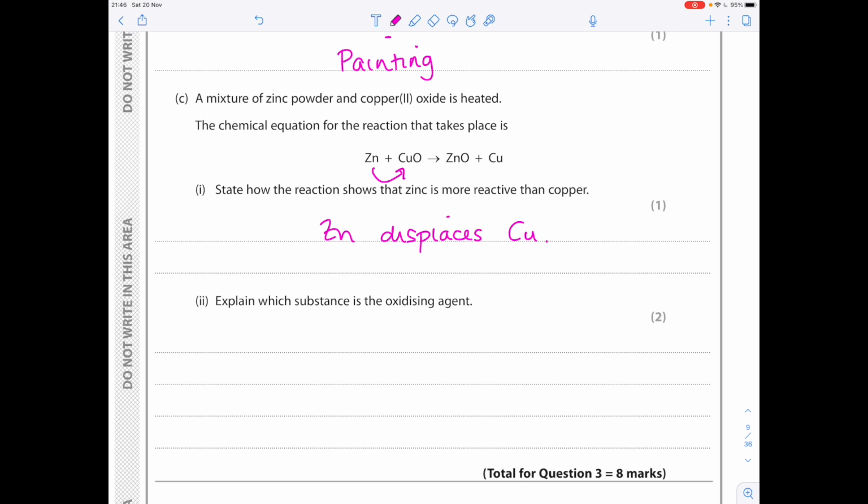Explain which substance is the oxidizing agent. So by definition, an oxidizing agent causes another substance to gain oxygen. So the substance gaining oxygen is the zinc. So what's causing that? Well, it must be the copper oxide.